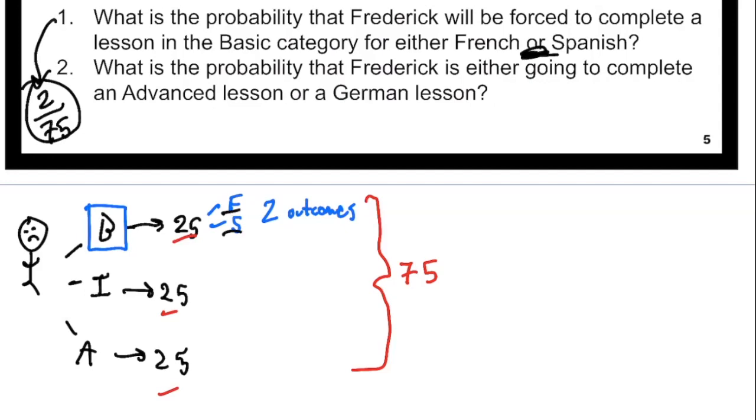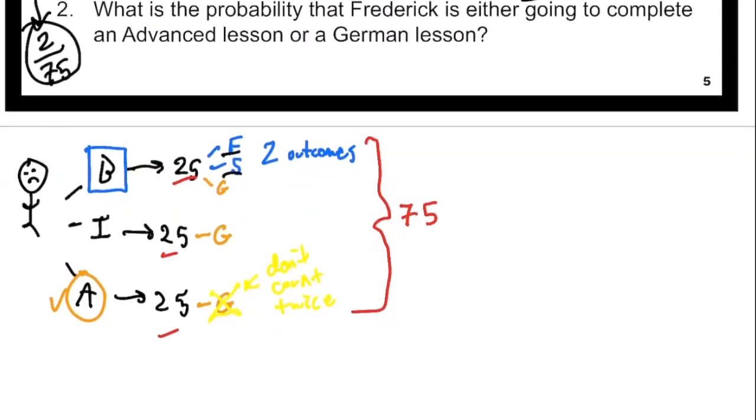Number 2 is looking at the probability that Frederick is going to complete an advanced lesson or a German lesson. So here, again, we have to be a little bit careful when we're finding this probability. So we're looking at completing an advanced lesson down here. So all of these count as outcomes in our event, or a German lesson. So we know there's a German in the basic category, there's a German in the intermediate category, there's a German in the advanced category, but we already counted this German down here. So we don't want to count this twice.